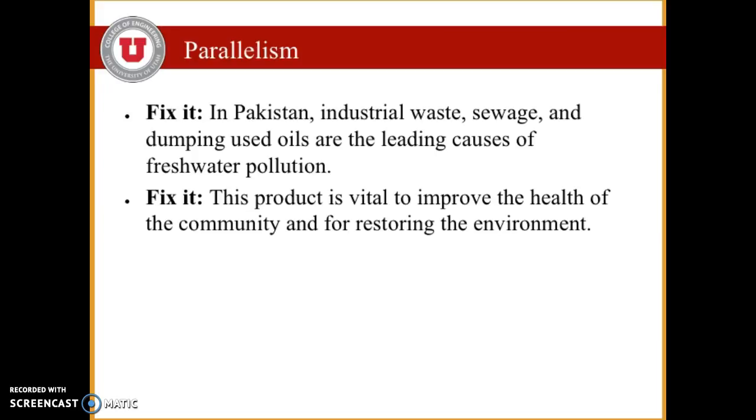This product is vital to improve the health of the community and for restoring the environment. Take a second, pause the presentation, and try to rewrite that exhibiting parallelism. And now that you've resumed, what you might notice is that the 2 items in our list, improving the health of the community and restoring the environment, are not aligned because we have improve and then for restoring. So instead we might say this product is vital to improve the health of the community and to restore the environment. Or we might say this product is vital for improving the health of the community and for restoring the environment. And then we would be exhibiting parallelism.